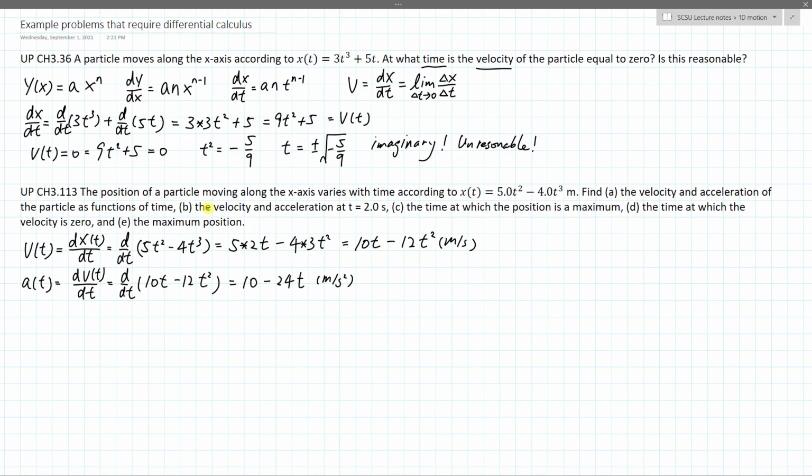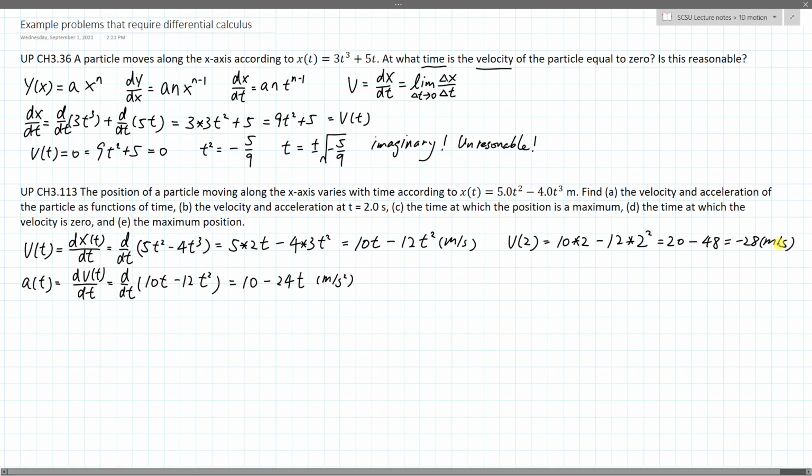Alright, so let's look at part B. The velocity and acceleration at time equals 2.0 seconds. Since we already have the expressions, we can plug in t equal to 2 and find the velocity and the acceleration at that time. So let's use the space on the right side. Velocity at 2 seconds is equal to 10 times 2 minus 12 times 2 squared. So 10 times 2 is 20. 12 times 4 is 48, so minus 48, and plus 20 is minus 28 meters per second.